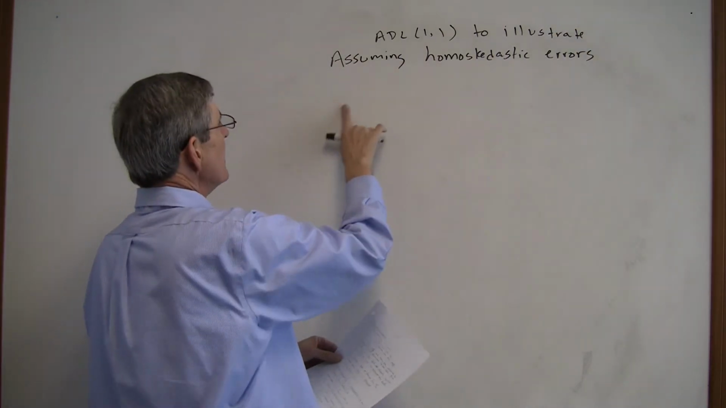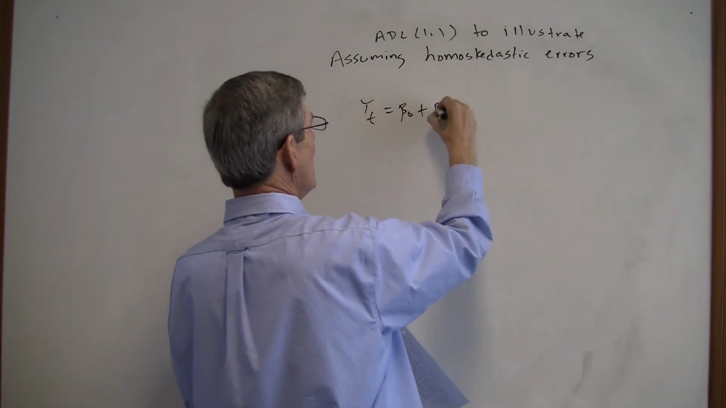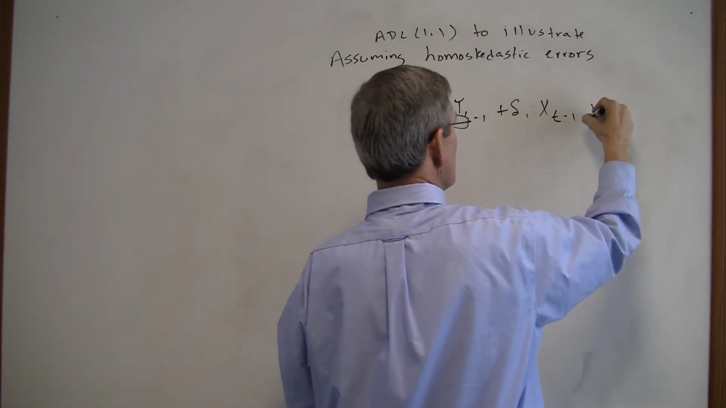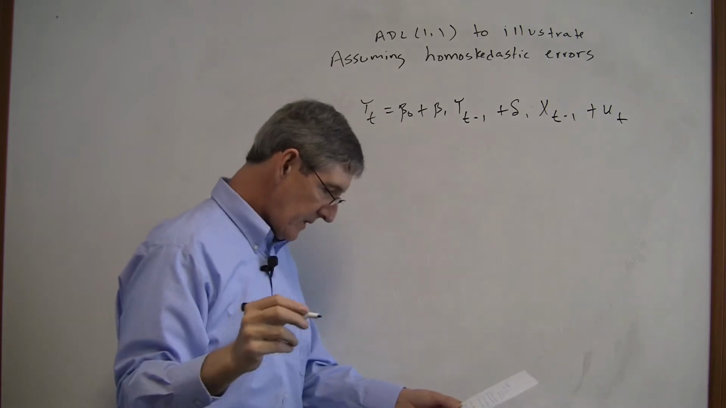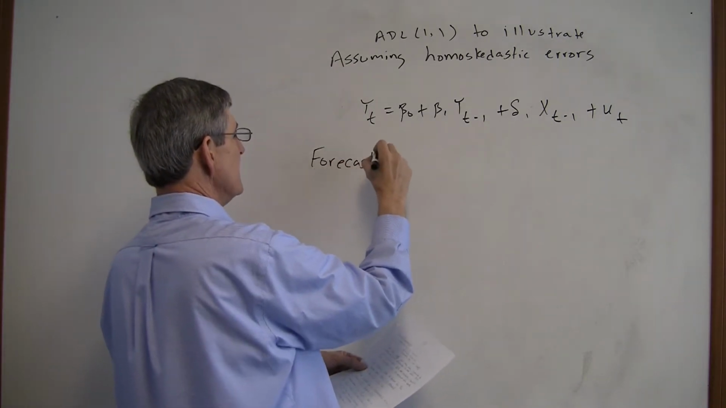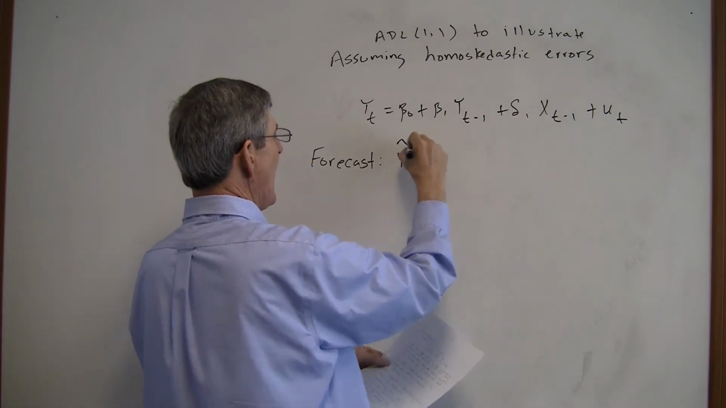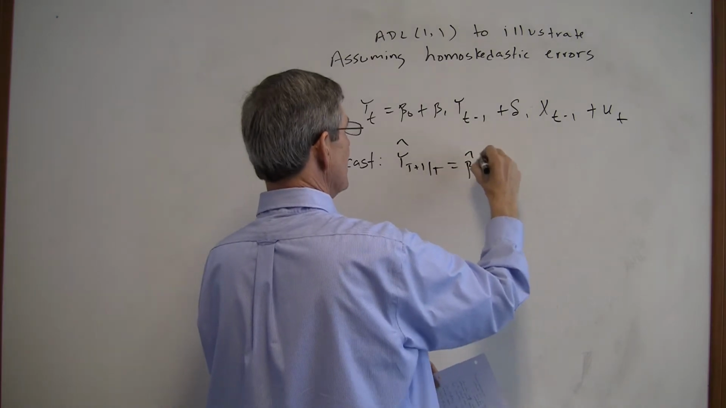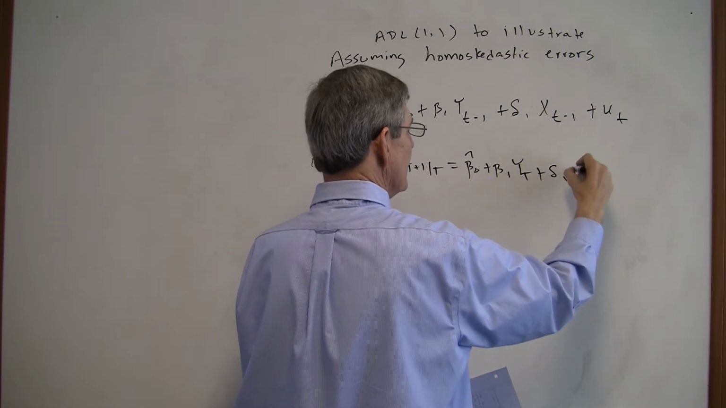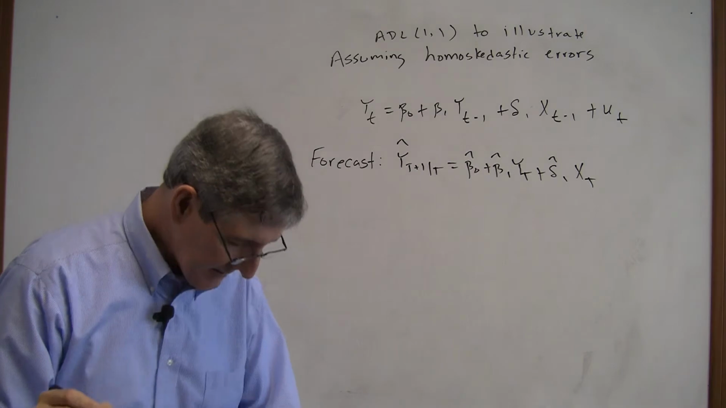So the model that we have is y_t equals beta naught plus beta 1 y_{t-1} plus delta 1 x_{t-1} plus u_t. Then the one-period-ahead forecast would be y_{t+1|t} hat, which is beta naught hat plus beta 1 hat y_t plus delta 1 hat x_t. These are hats. So that would be our forecast.